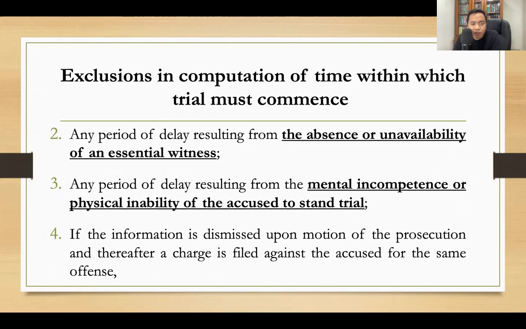Any period of delay resulting from the absence or unavailability of an essential witness. So you do not include this in the computation of the trial period, no? For purposes of determination of whether there is compliance with the Speedy Trial Act. Now, any period of delay resulting from the mental incompetence or physical inability of the accused to stand trial.